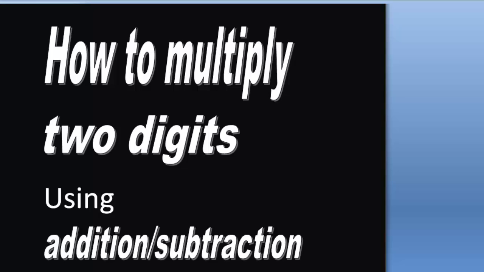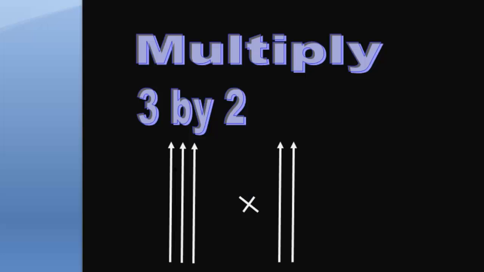Friends, in this tutorial I am going to teach you how to multiply two numbers using only addition or subtraction. In other words, I won't be using any multiplication at all. Imagine that we have to multiply 3 by 2. So for 3 we have 3 vertical lines represented there, and for 2 another 2 vertical lines.